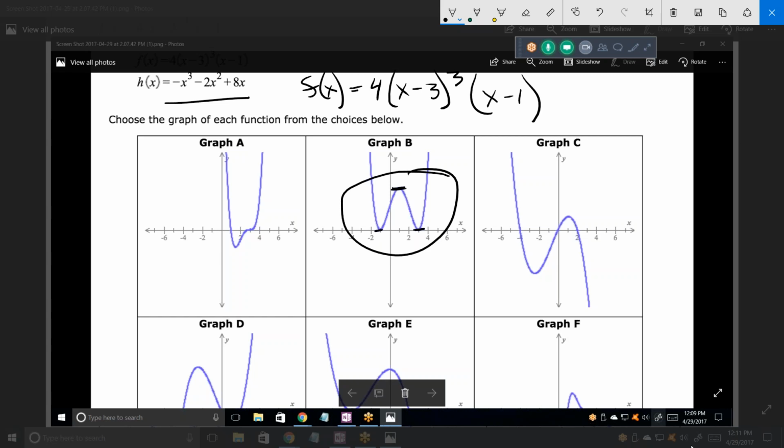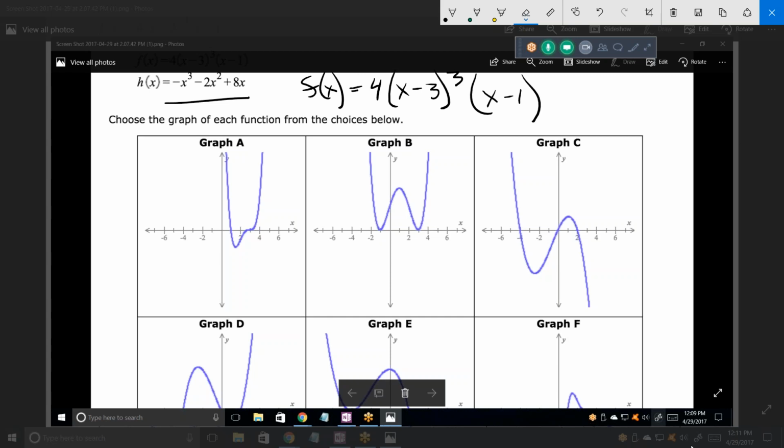It can only have, these are called local extrema. That's what they're referred to as. And you can only have one less local extrema than the degree of your polynomial. Well, this is 3rd degree, so it can't be B. Can only have 2. Could be C, could be A, could maybe be D. I'll have to scroll up and look at that. But that's an important consideration.